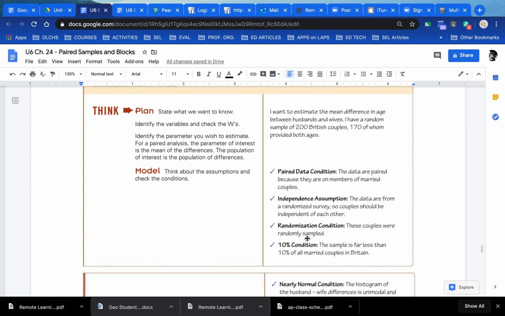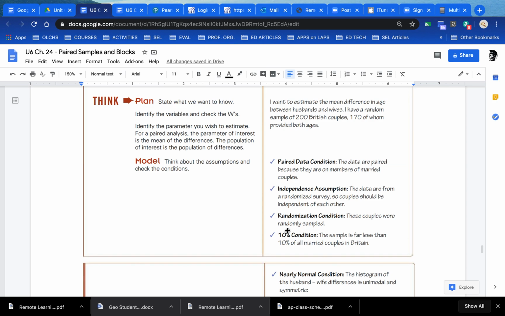Random, it says so. Now notice they wrote 10% here. This wasn't an experiment. You didn't make people get married and then do something. This was just a study. So that's where you would mention this 10% thing. Again, if you're a little nervous about how do I know if I'm going to say 10% condition or not, as far as I'm concerned, you can't go wrong with just adding it.